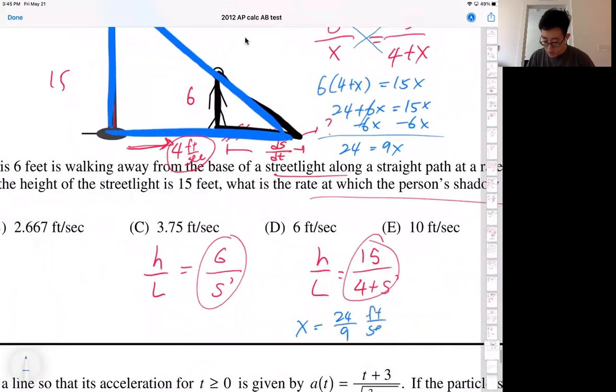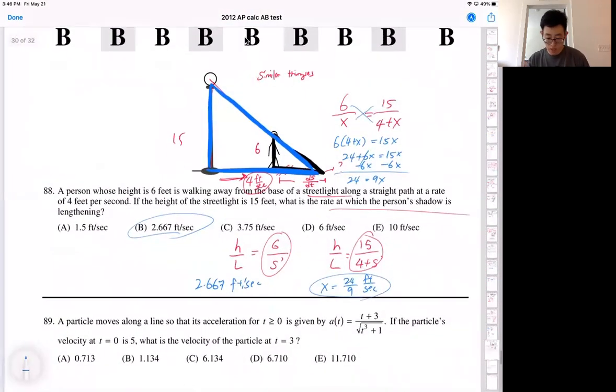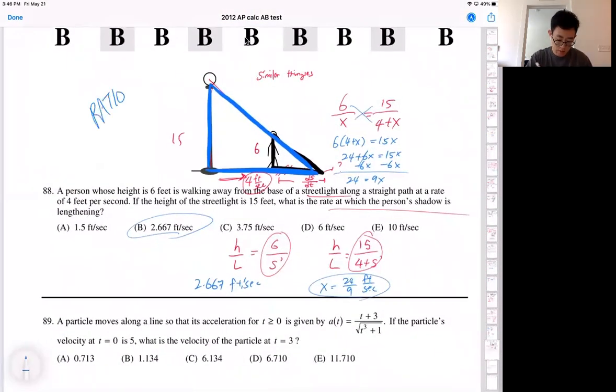This will be feet per second because we are talking about the rate at which the shadow is changing over time. So 24 over 9, if you type that into your calculator real quick, you get 2.667 feet per second. So that is going to be the answer, and the answer choice is going to be B. So this is a ratio question.